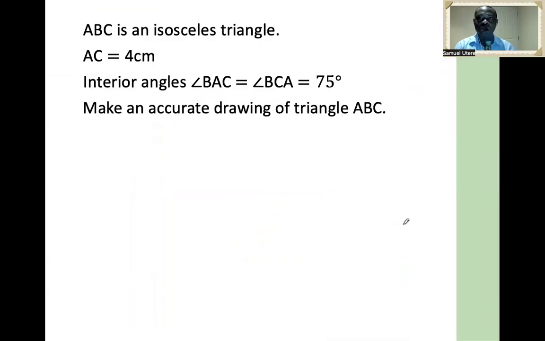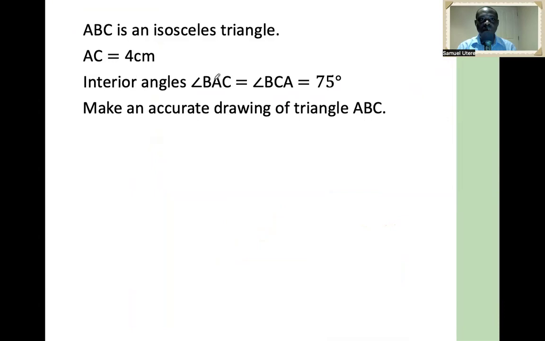Okay, let's do some new learning for the third part of the lesson. Here is a question. ABC is an isosceles triangle. I'm sure you know what that means. It means two sides of the triangle would be equal. AC is 4 centimeters.